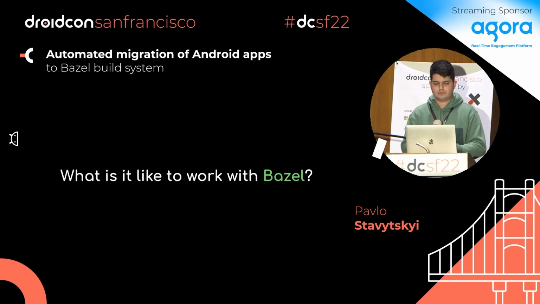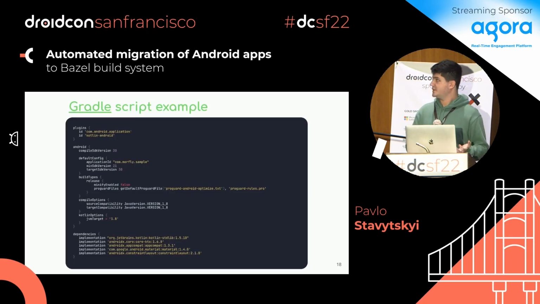Okay, so what is it like to work with Bazel? Because most Android engineers got used to working with Gradle, let's take a look at how it's different to work with Bazel. First, let's look at a simple Gradle script, which is a pretty default one, nothing special here. The details of the code don't matter, but basically we have a plugin section, some Android DSL that does Android configuration, and also a dependency section, which is also pretty important to have. Now let's take a look at how a pretty similar configuration would look in Bazel.